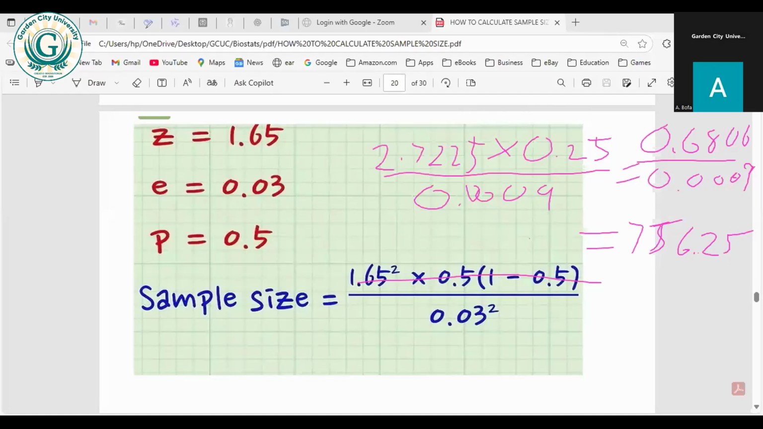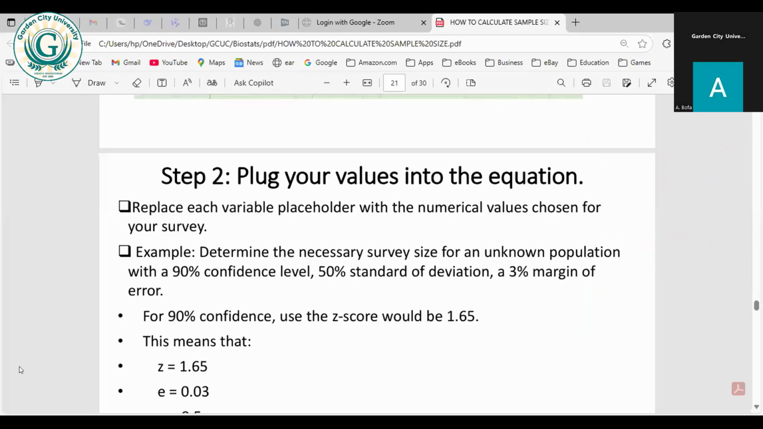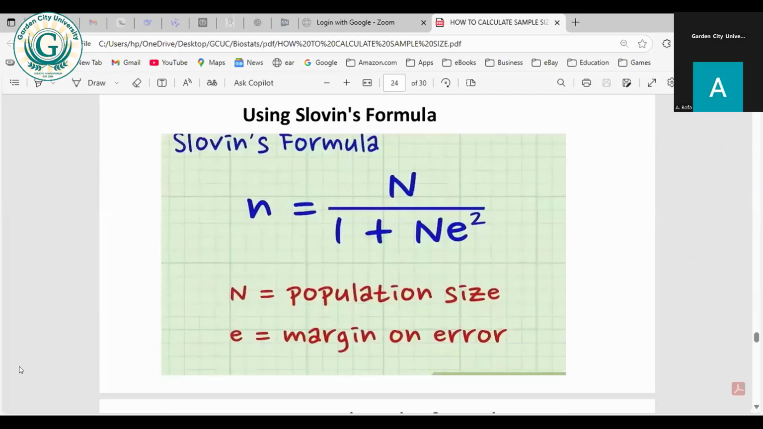So the next one is very simple. That's what we call the Slovin's formula. Normally, when students are doing their work, in most cases they prefer the Slovin's formula. You can see that this one too depends on the population size. So if you have a population size, you can still apply this. Let's work on one.